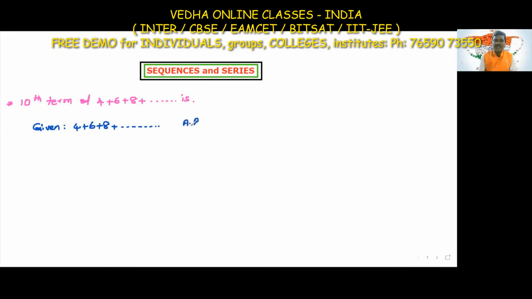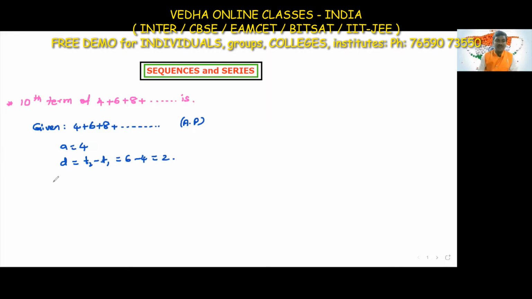Here, what is the first term, a, and what is the difference between the two terms? The difference is the second term minus the first term, T2 minus T1 or A2 minus A1, that is equal to 6 minus 4, which is 2. So this is the difference. Now, he is asking for the 10th term.